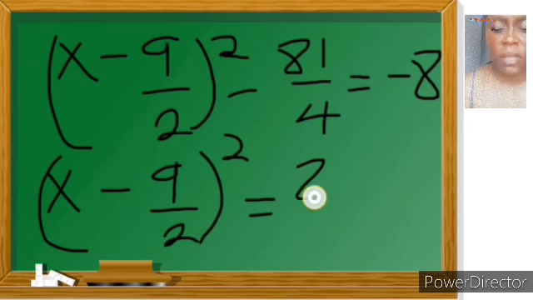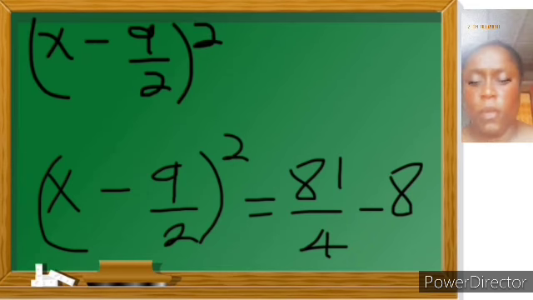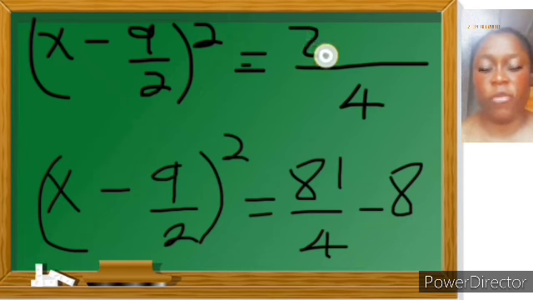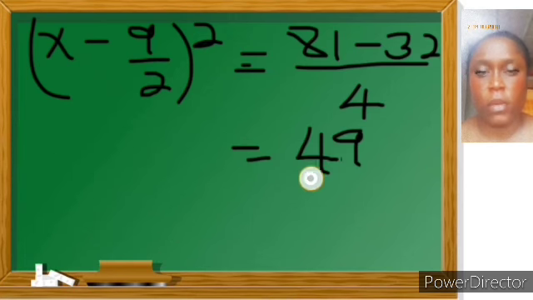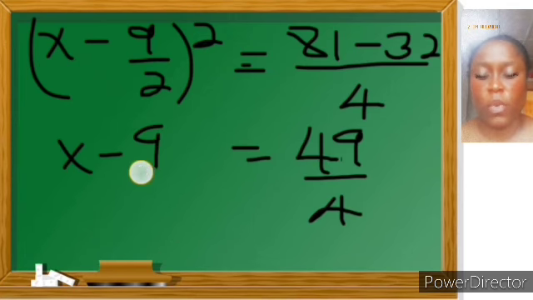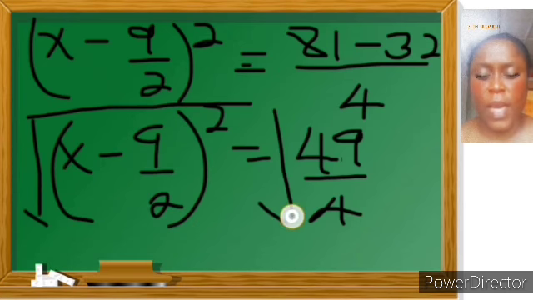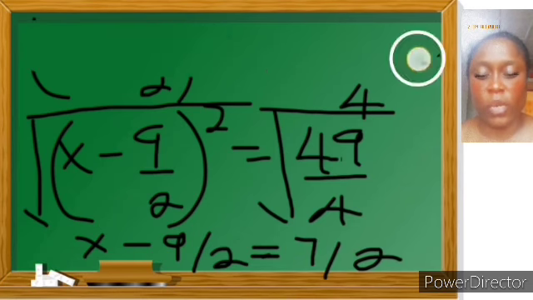So now at this point, what are we going to do? 81 over 4 minus 8 will give us, we'll find the LCM of both, which is 4. 81 minus 32, which will give us 49 over 4. So at this point, we'll find the square root of both sides, which will give us x minus 9 over 2 equal to 7 over 2.